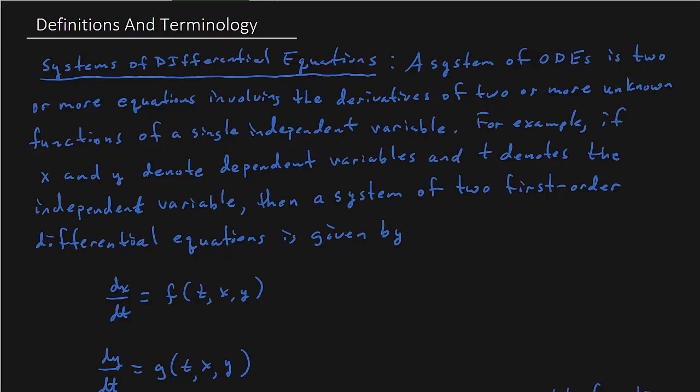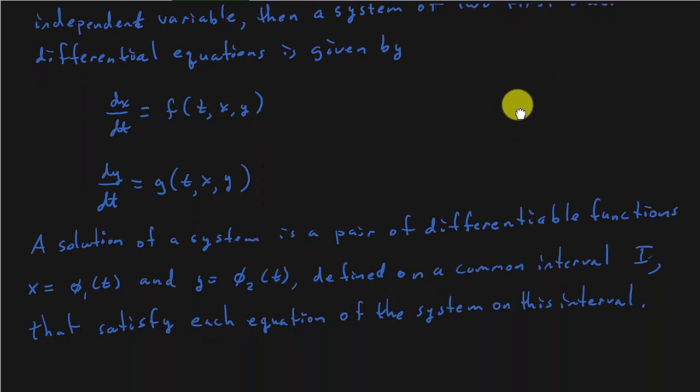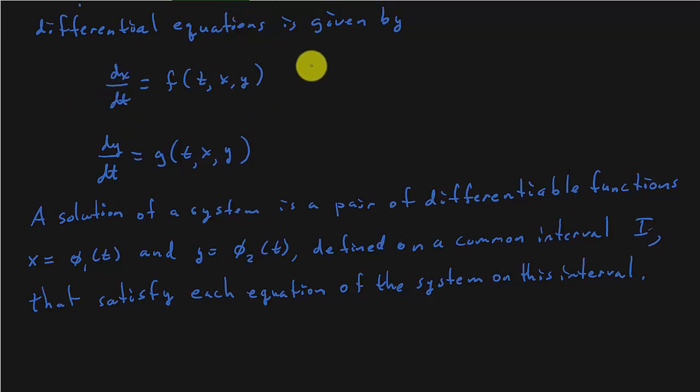Okay. All right, so now the last thing, we're not going to get into this real deep, but we've got systems of differential equations, believe it or not. A system of ordinary differential equations is two or more equations involving the derivatives of two or more unknown functions of a single independent variable. For example, if x and y denote dependent variables and t denotes the independent variable, then a system of two first-order differential equations is given by dx dt equals f of t, x, y, and dy dt equals g of t, x, y.